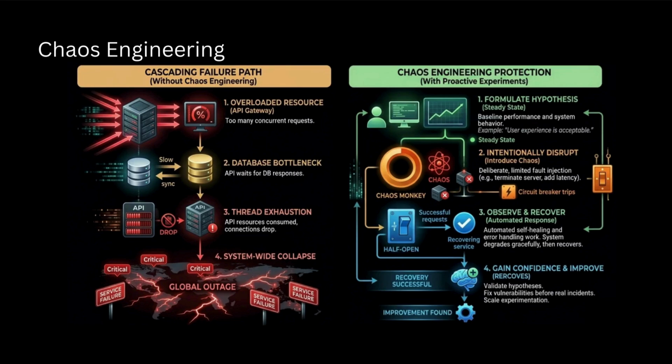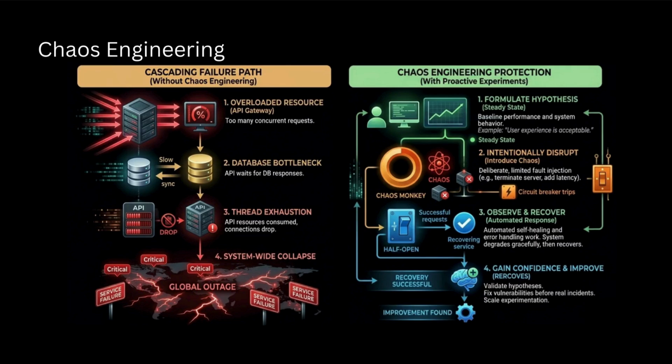Rather than waiting for a server to fail at 3 a.m. on a holiday, engineers deliberately shut down servers, inject network latency, or kill database nodes during the workday to test the system's behavior. If the system continues to operate correctly despite these attacks, you know it's truly resilient. This approach was famously popularized by companies like Netflix with their tool Chaos Monkey, which randomly terminates instances in production to ensure their software can survive without human intervention.